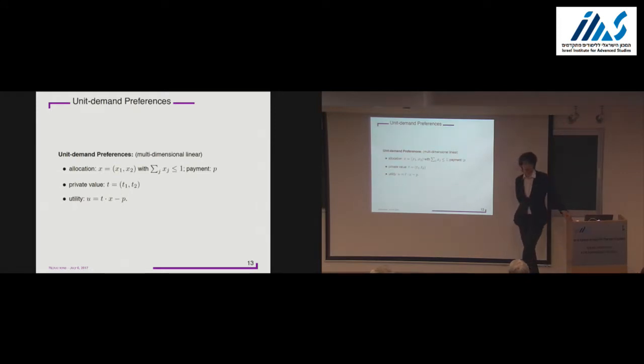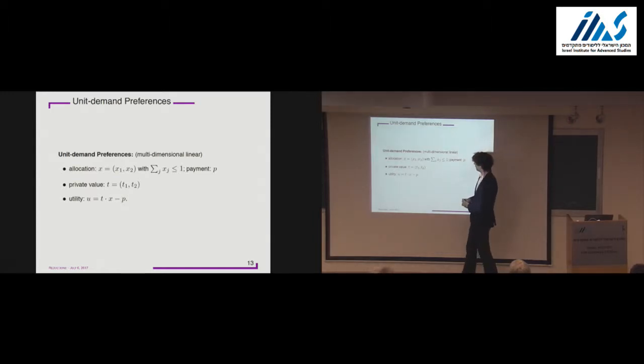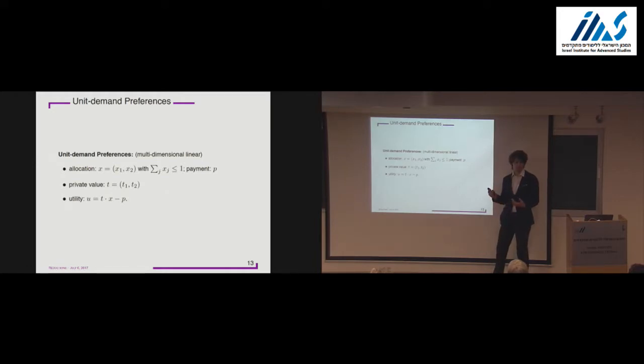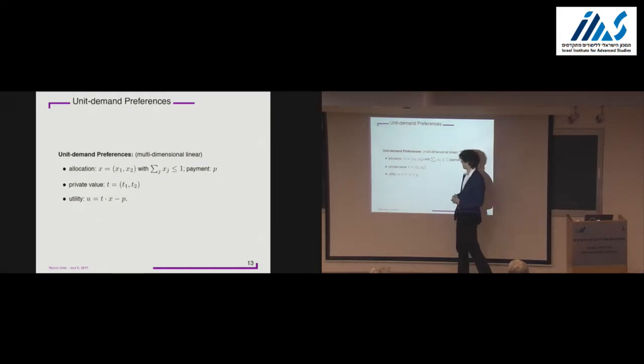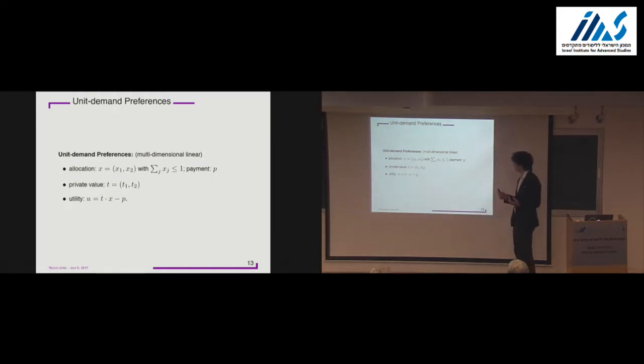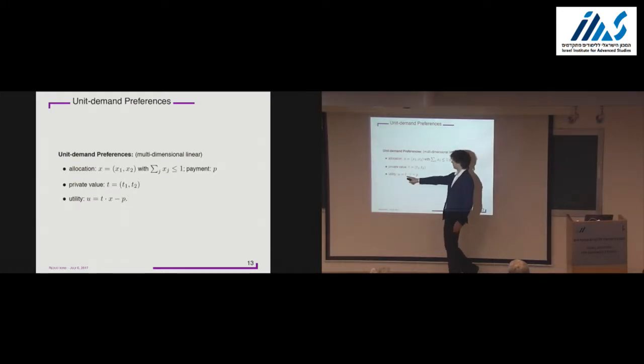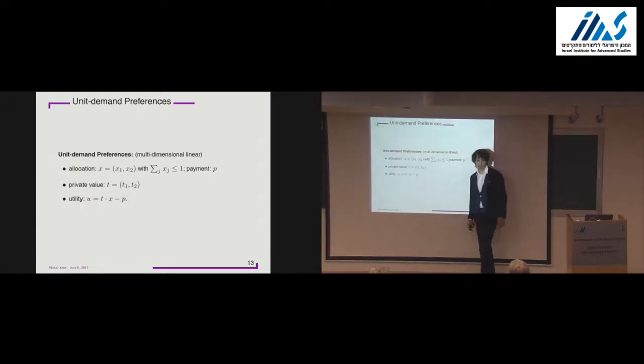So that's nonlinear preferences. I want to look now at my other example scenario, which is multidimensional but linear preferences. Here's a canonical setting: a player with unit demand. There's an allocation x1 and x2, which is the probability you get each good, with unit demand so you can't get more than one good. And there's a payment p. The player has a private value, t1, t2, the value for each coordinate, and the utility is the dot product of the value for each coordinate and the allocation probability for each coordinate, minus the payment.